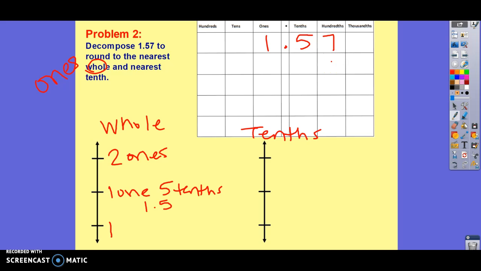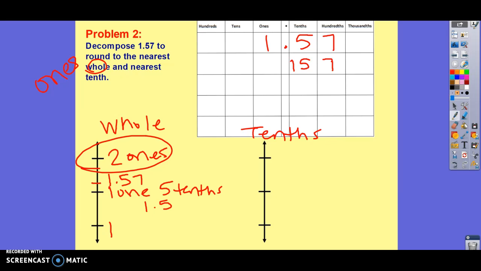Where would we place 1 and 57 hundredths on that number line? You're right, it'll be right here above the 1 and 5 tenths. So where are we going to round 1 and 57 hundredths, the nearest whole? We're going to round it to 2 ones, 2. What about the tenths place? Well, if we look, we have 15 tenths and 7 hundredths.